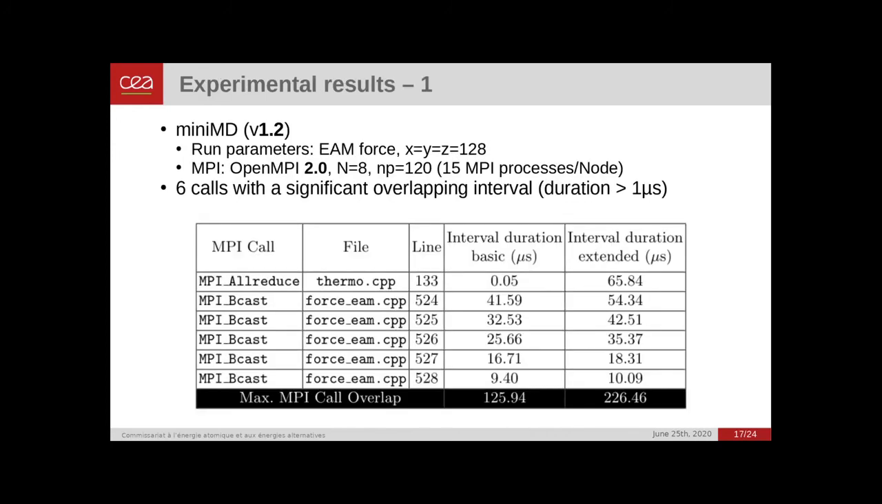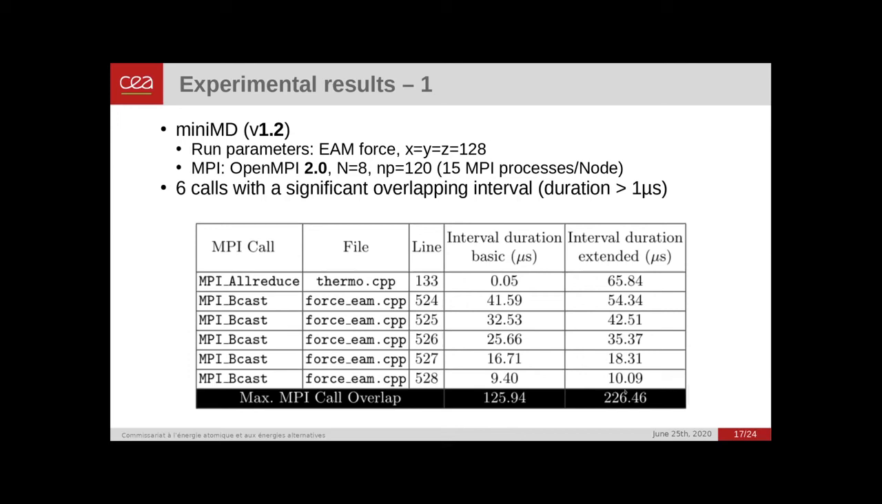So here are the results for MiniMD, which is an MPI application from the Mantevo project. It has been run with the following parameters, and when we executed this benchmark, we found 6 calls with a significant overlapping interval. Meaning that the overlapping interval had a duration longer than 1 microsecond, either in the basic situation or in the extended situation.